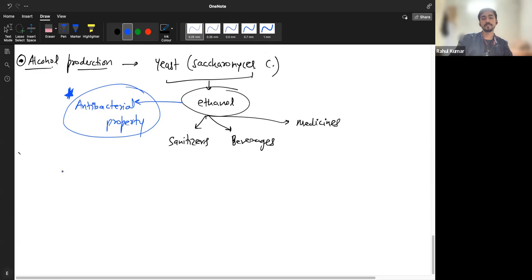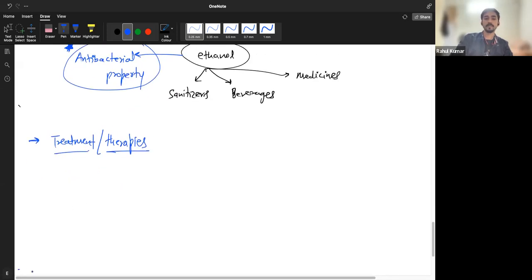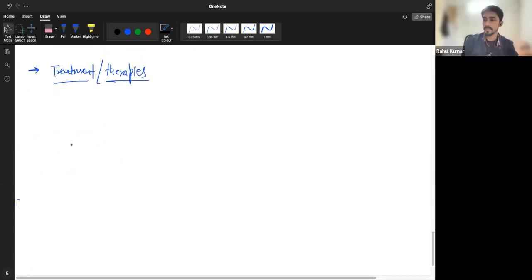Also, in some antibiotics used in treatment and therapies, how many of you have heard of clot busters? People with heart conditions, where clots of cholesterol get deposited in the blood vessels, arteries and veins, are given streptokinase.